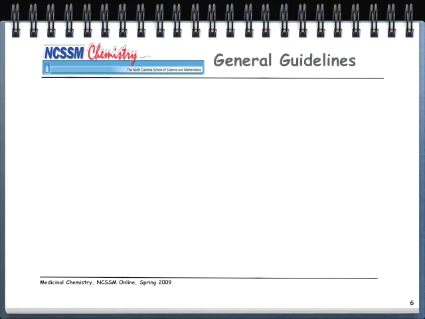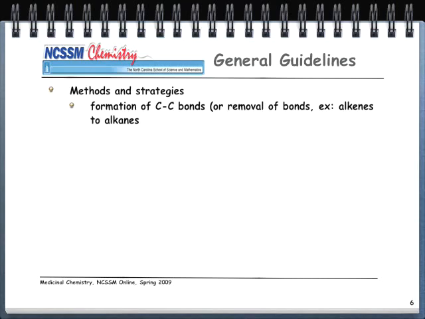Okay, some general guidelines on how they do this, a little bit about methods and strategies. Certainly one of the things that one has to do is we have to either form carbon-carbon bonds, or carbon-carbon double bonds, or carbon-carbon triple bonds, or we have to remove those bonds. We have, for example, to turn an alkene into an alkyne. So certainly being able to form bonds or break bonds is an important thing that an organic synthetic chemist needs to know how to do.